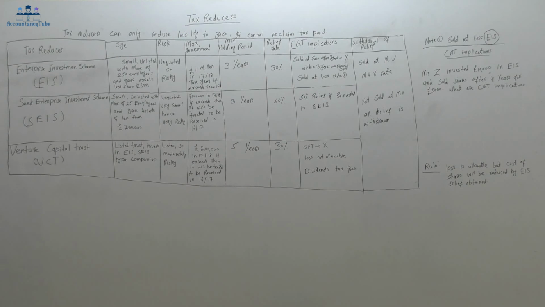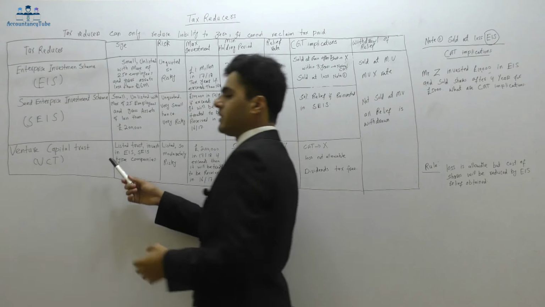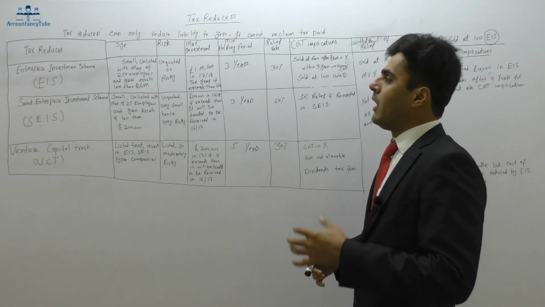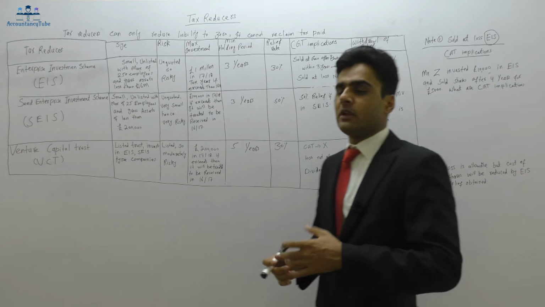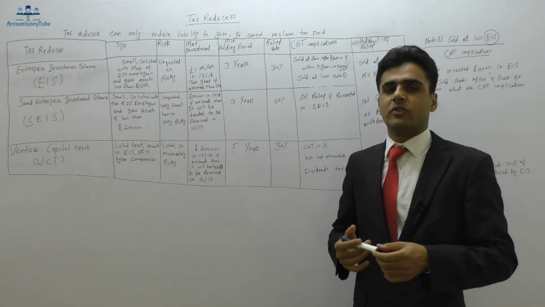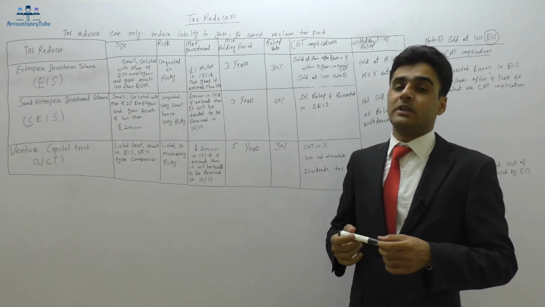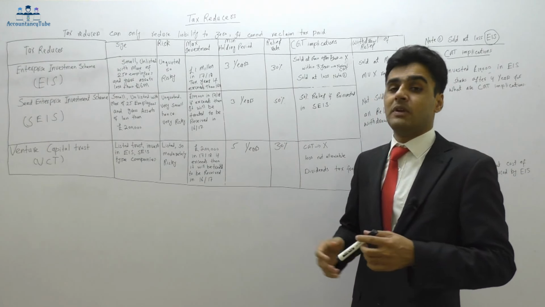Now I assume that you have already noted down. So basically these are the tax reducers. Enterprise investment scheme, which is EIS, then seed enterprise investment scheme, and finally the venture capital trust. So these are 3 schemes. Now basically, first of all, we will look at the size of the companies. That says what is the size of the enterprise investment scheme, the seed enterprise investment scheme and the VCT.